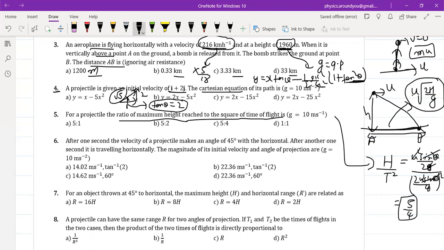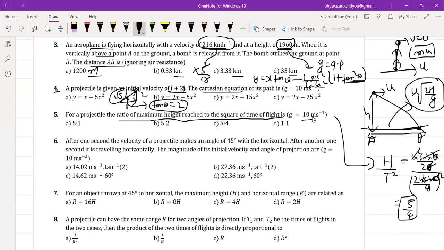This is straightforward. Height formula, you know, T formula, you know, you divide them, you cancel the u's and the signs, you will be left with the numbers and the g's. Simplify, you'll get 5 to 2. They have given, take g as 10, so you'll get the exact ratio. That is question number 5.